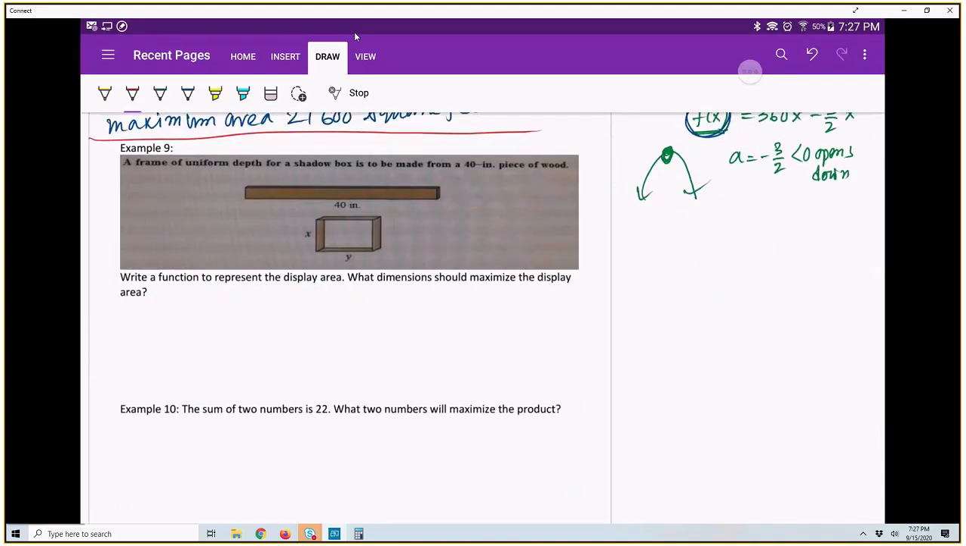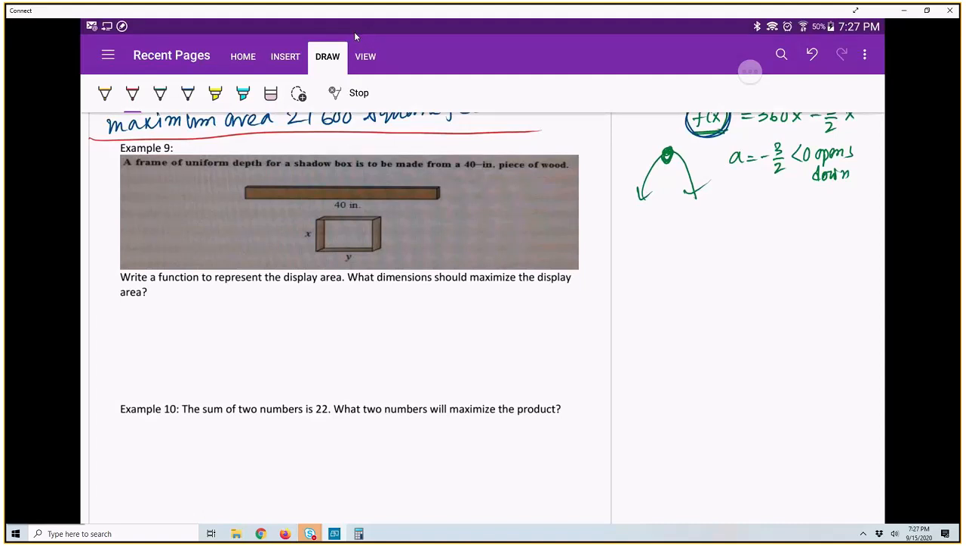So this one is saying that a frame of uniform depth for a shadow box is to be made from a 40-inch piece of wood. Write the function to represent the display area. What dimension should maximize the display? So this one is pretty simple.